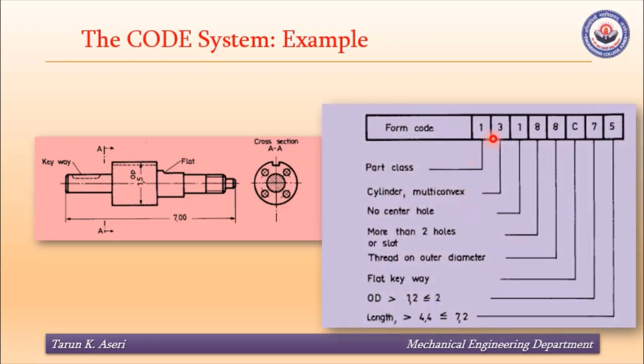So this is the code for this part, 1, 13188. C stands for flat keyways, 7 stands for OD greater than 1.2 and less than 2, and length greater than 4.4 and less than 7.2. Like this, in the code system, the code is designed.